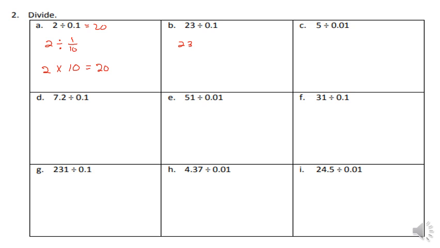23 divided by 1/10 is the same as 23 times 10, which equals 230. 5 divided by 1/100 is the same as 5 times 100, which equals 500.